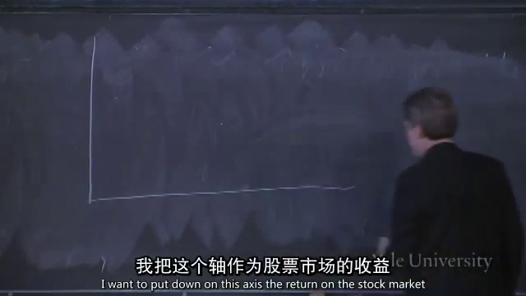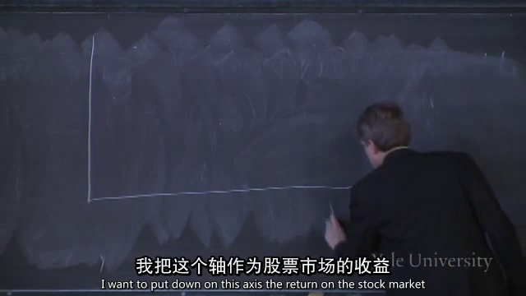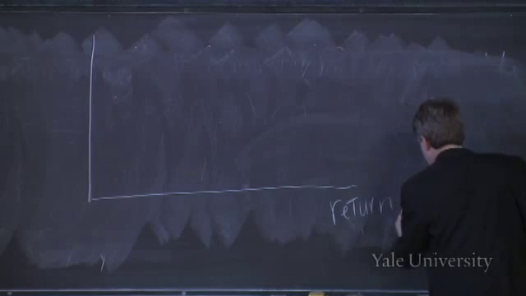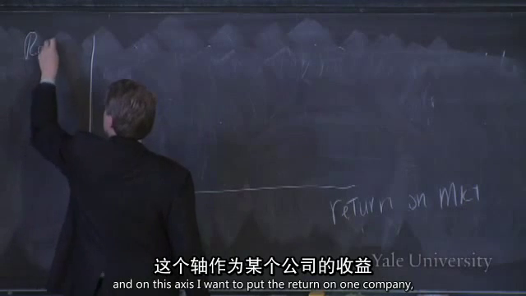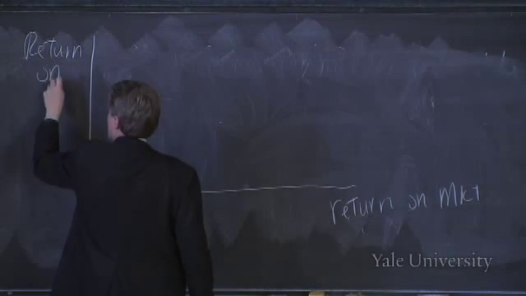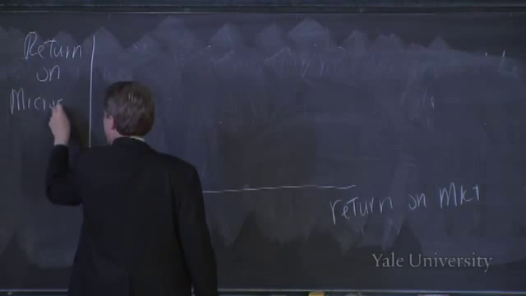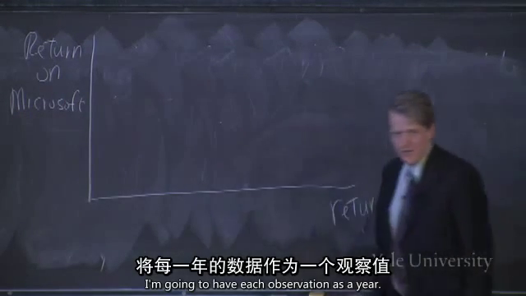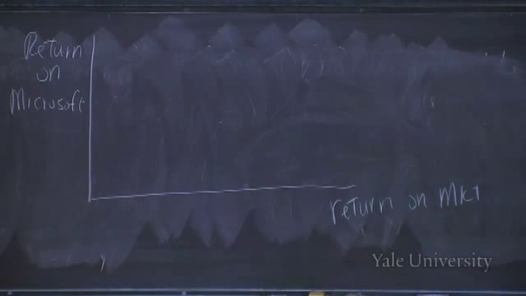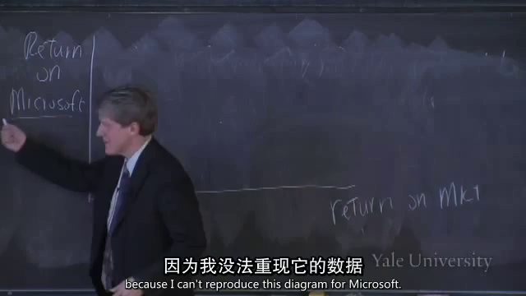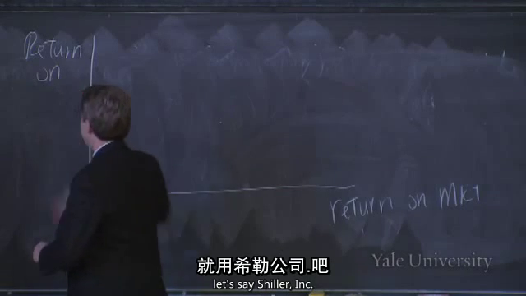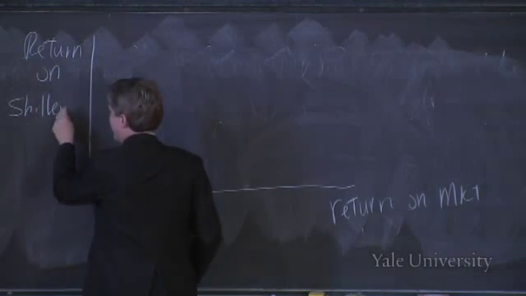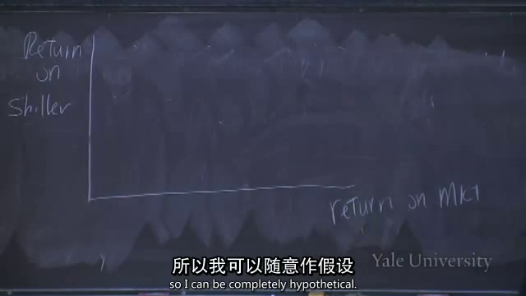So on this axis, I want to put down the return on the stock market. And on this axis, I want to put the return on one company. Let's say Microsoft, okay? And I'm going to have each observation be a year, okay? I shouldn't put down the name of a real company because I can't reproduce this diagram for Microsoft. Let's say Schiller Inc., right? There is no such company, so I can be completely hypothetical.